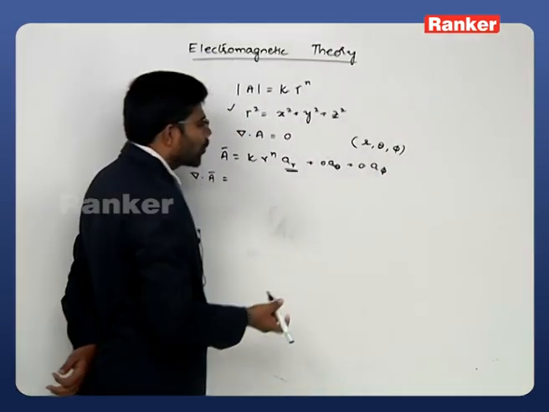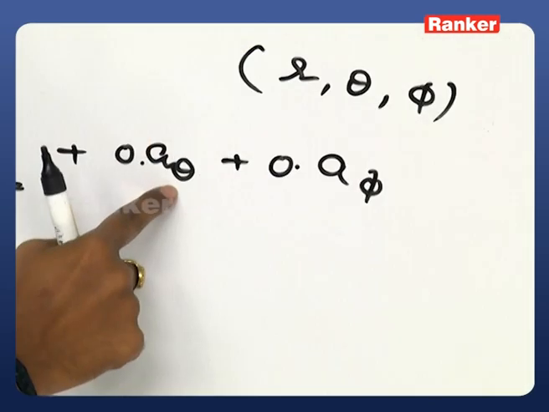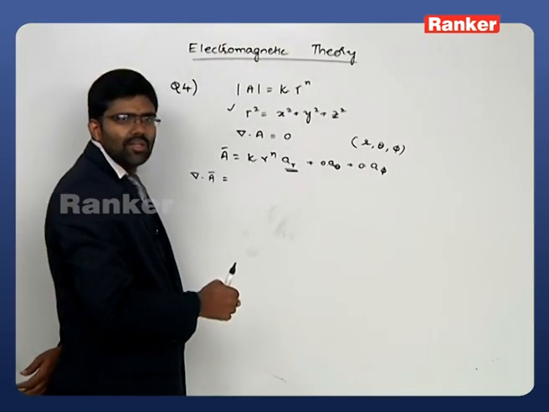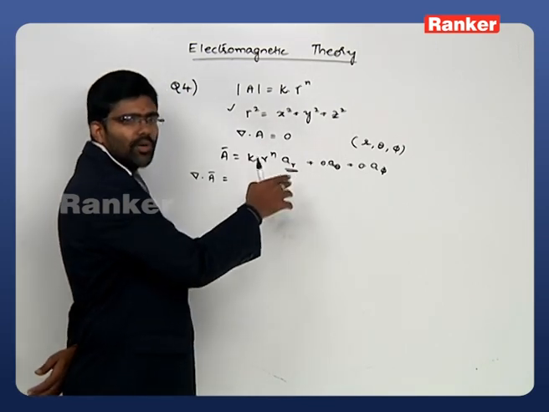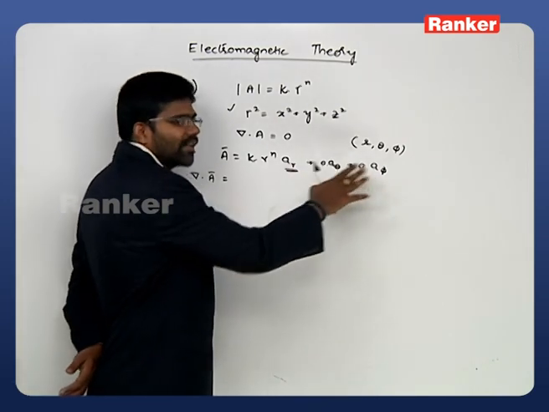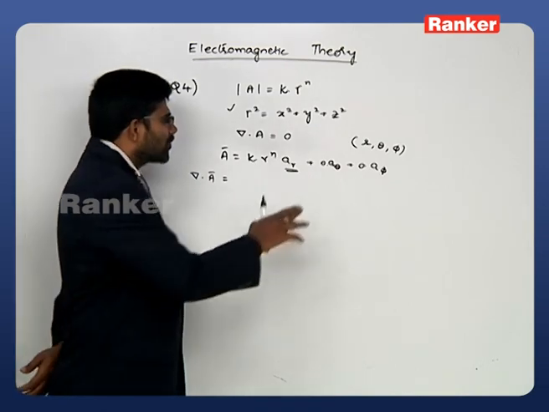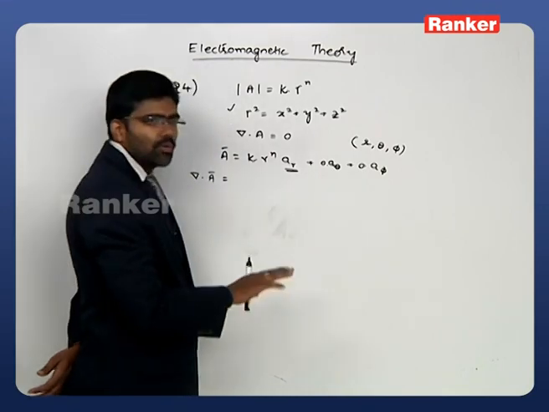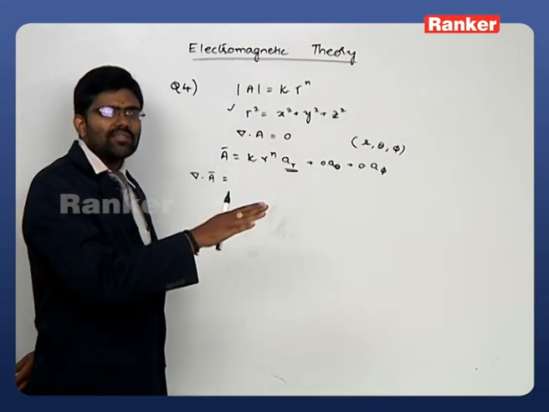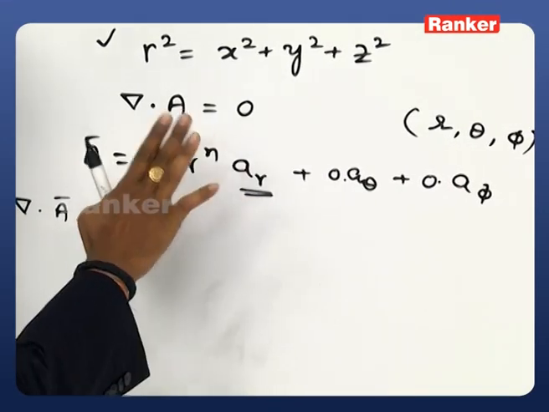So in the dot product, you may not get any a theta term and a phi term. When you are considering this divergence, only the a r term will play an important role and the remaining two terms can be neglected. So don't go for the calculation of the remaining two terms, that is dou by dou theta of something, dou by dou phi of something, no need to consider it. Directly consider the a r term and solve the problem.